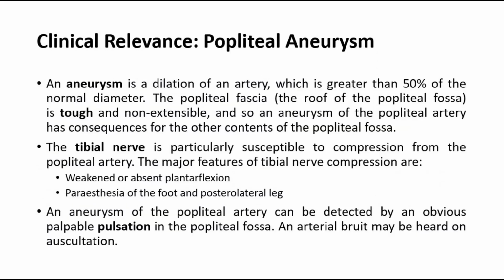For clinical relevance, popliteal aneurysm. An aneurysm is a dilation of an artery, which is greater than 50% of the normal diameter. The popliteal fascia, which is the roof of the popliteal fossa, is tough and non-extensible, and so an aneurysm of the popliteal artery has consequences for the other contents of the popliteal fossa. The tibial nerve is particularly susceptible to compression from the popliteal artery. The major features of tibial nerve compression are weakened or absent plantar flexion, paresthesia of the foot and posterolateral leg. An aneurysm of the popliteal artery can be detected by an obvious palpable pulsation in the popliteal fossa. An arterial bruit may be heard on auscultation.